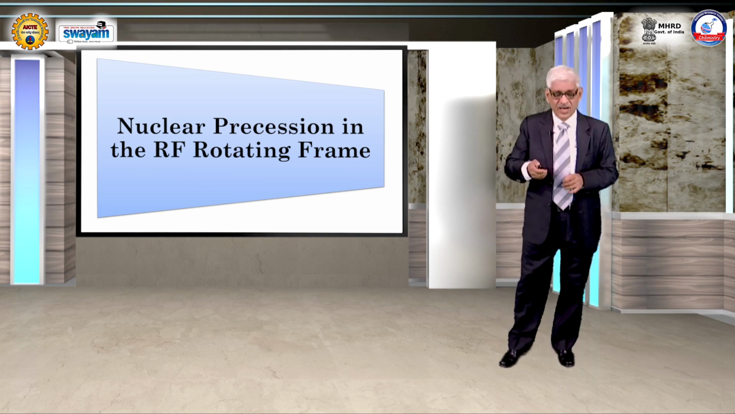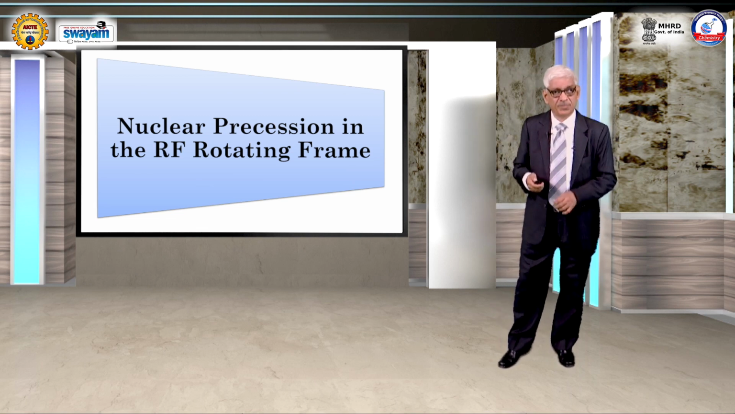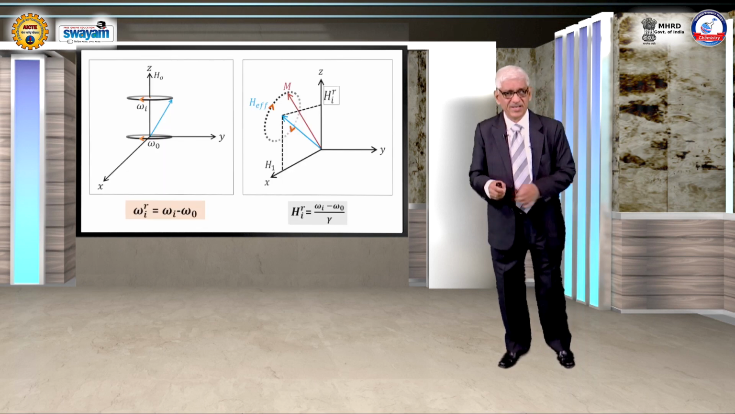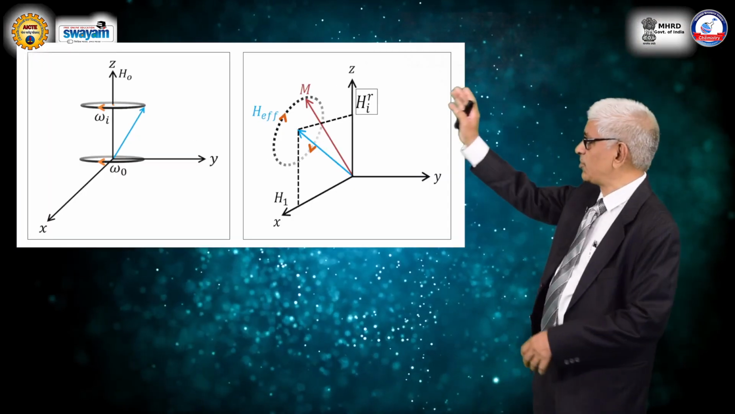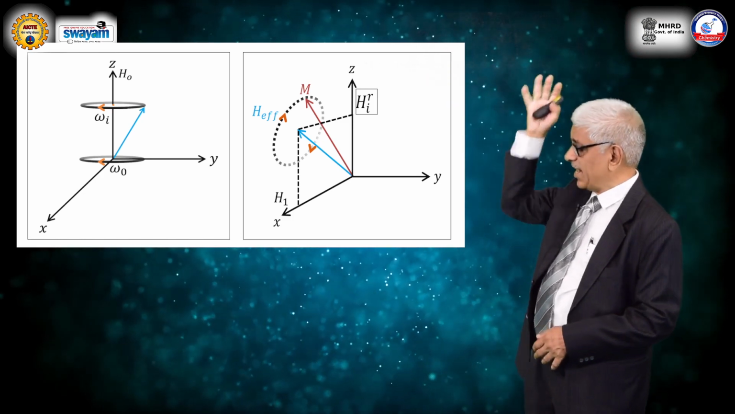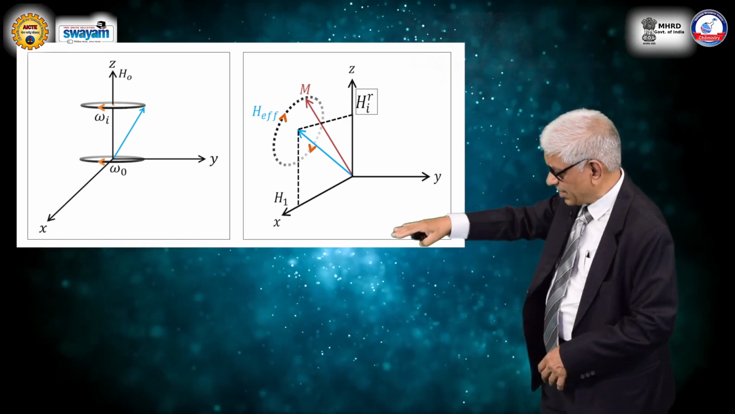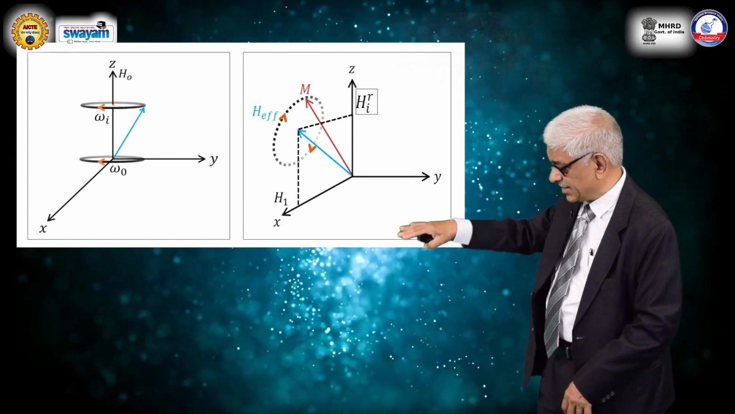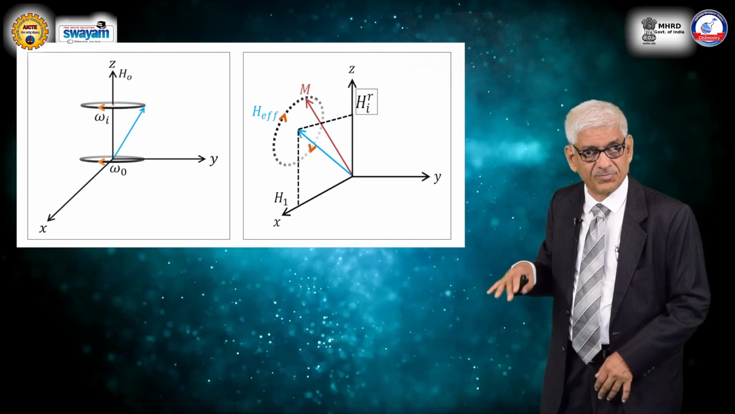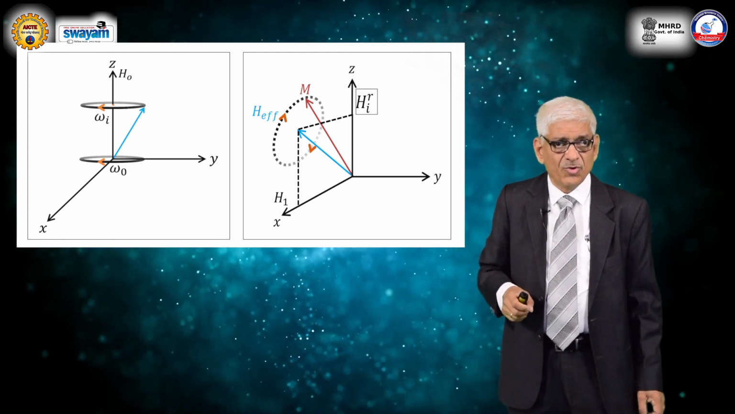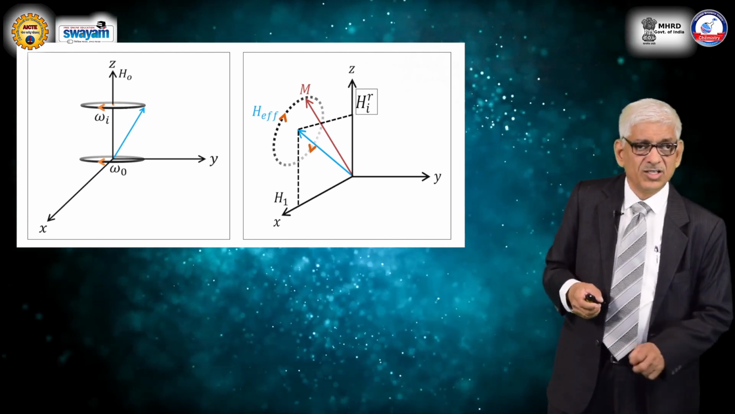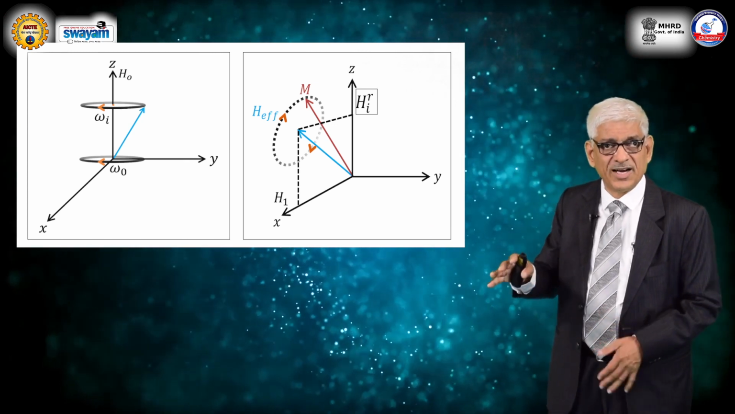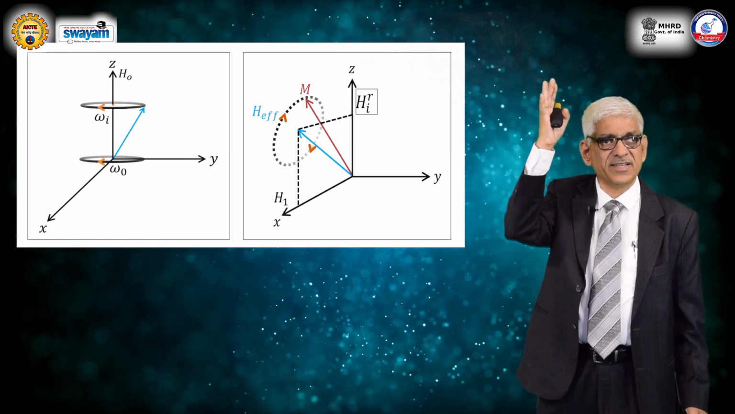Suppose I apply an RF, and the radio frequency is applied along the transverse plane. As you see, you have the spins going around like this, and then I have the RF which is applied, with a component in the transverse plane, going like this. The amplitude of this RF is represented by H1, and the amplitude of your main field is H naught.